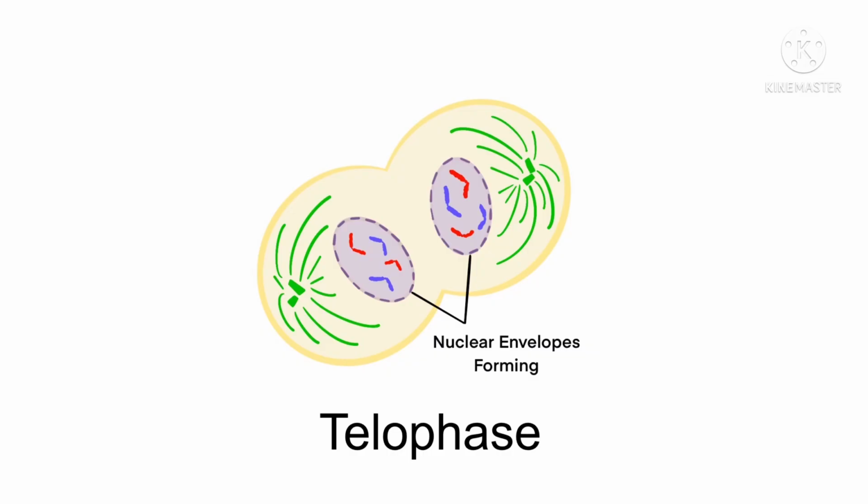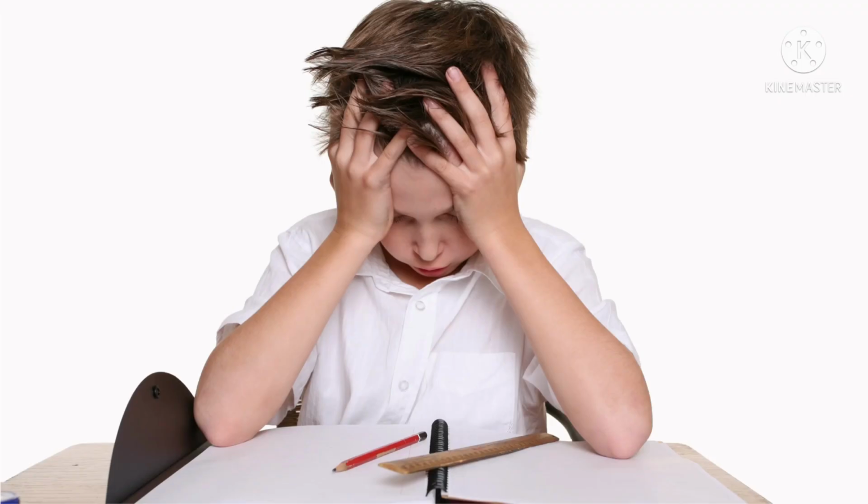The final stage of mitosis, telophase, is where two new nuclei with the chromosomes inside of them are created. This is when the spindle network breaks apart due to now being useless, like homework.